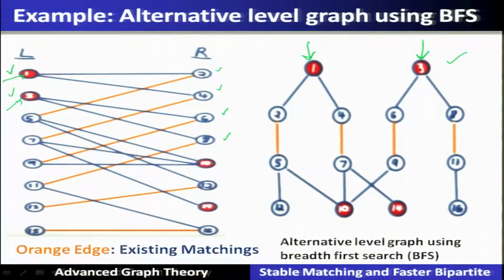Now, in both these nodes the BFS algorithm will run. So, after running the BFS in this particular level, 1 will reach to 2 and 4, similarly 3 will reach to 6 and 8 on the other side, it will go via the unmatched edges.